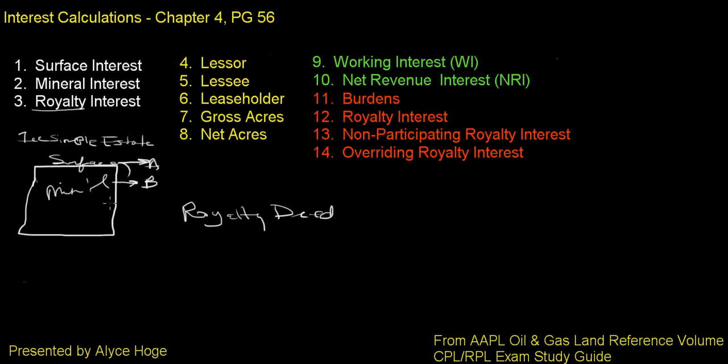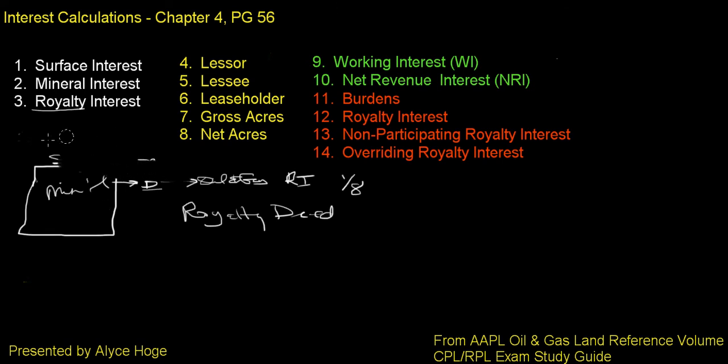Another way is that you can assign or grant an oil and gas lease and retain a royalty interest. So for example, if it was a 1/8 royalty, then B would be the royalty interest owner and the mineral interest owner. So those are the different kinds of interest. Now let's look at the different names for leasehold. And I'm going to erase this one so we can have space to talk about the next one.